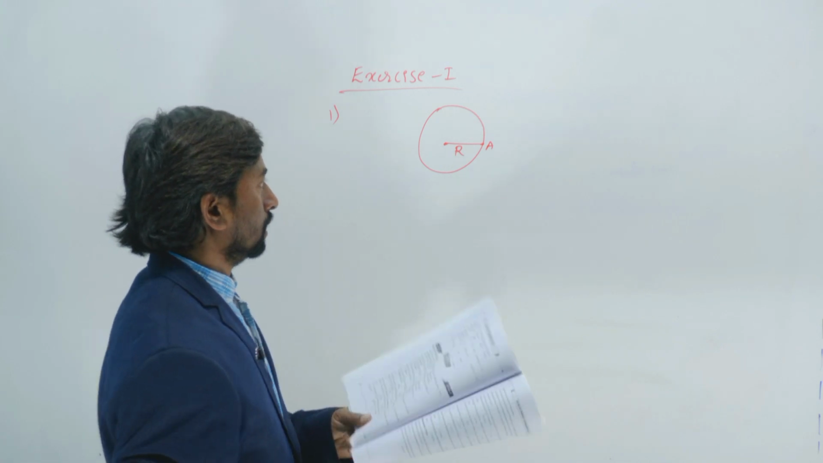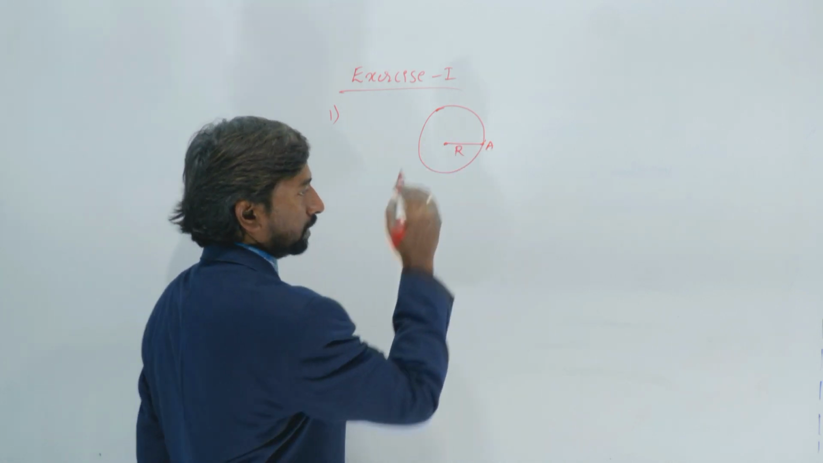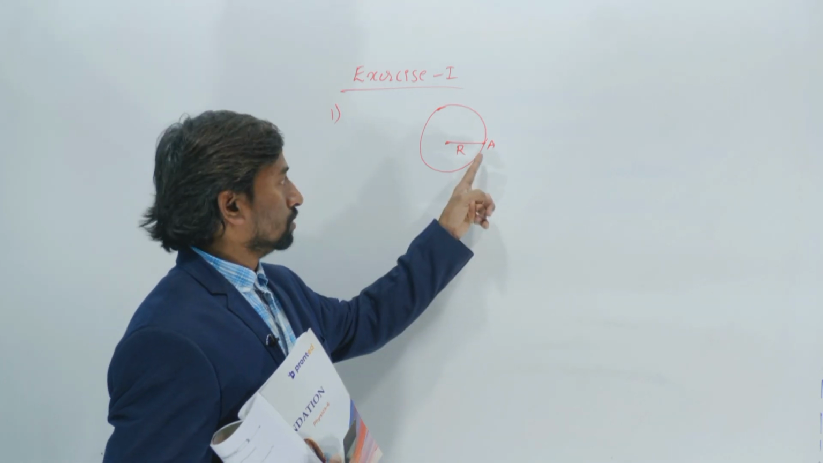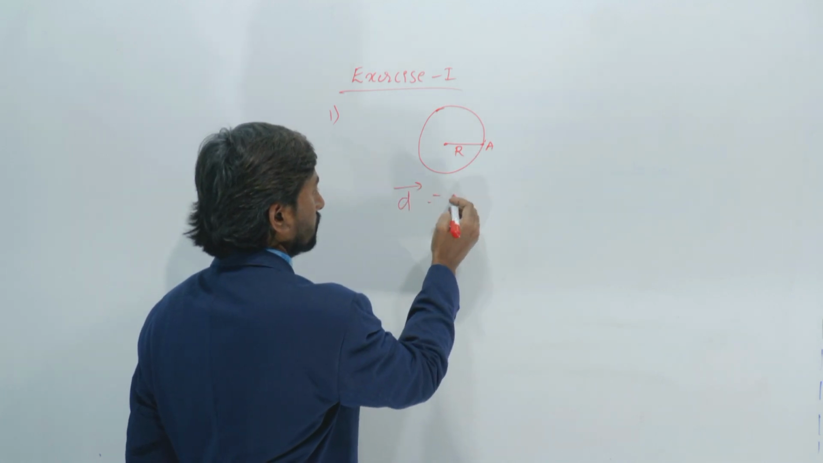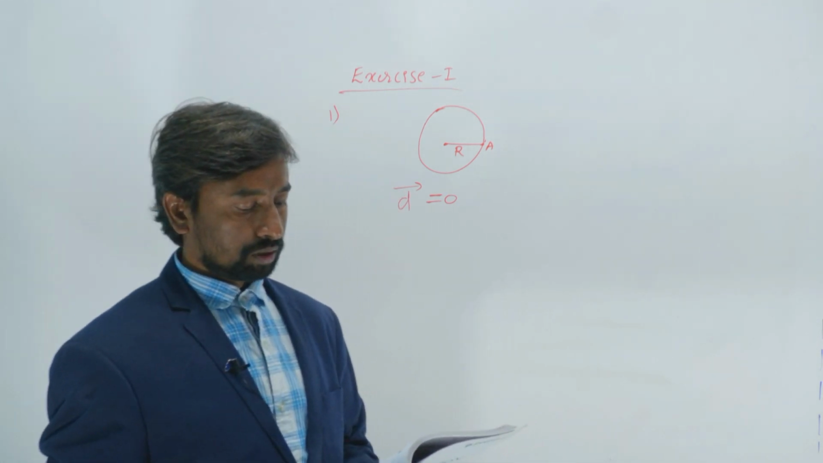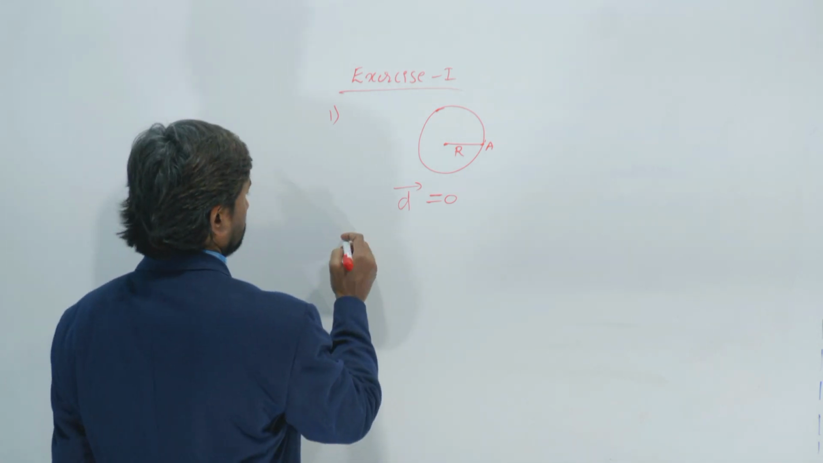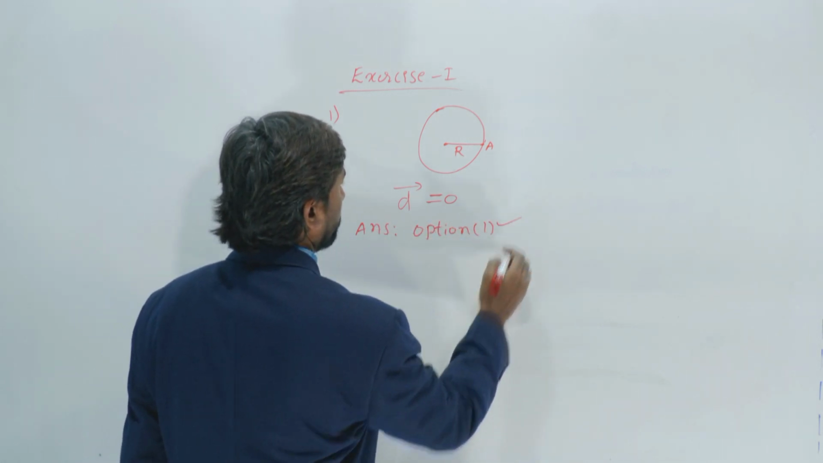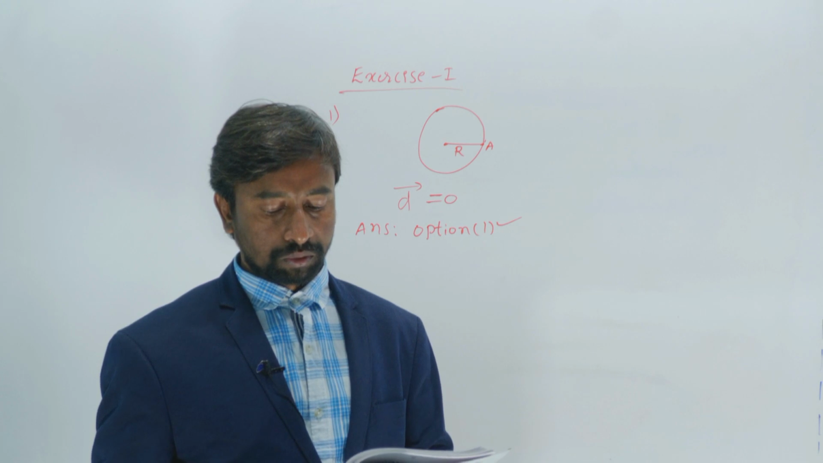So what will be here? The displacement will become 0. Distance will not become 0 there. Only the displacement will become 0, because displacement is the distance between the initial and final position. So here displacement will become 0. Now in which option is there? Magnitude of the displacement is 0, distance is 0. Both 1 and 2 are correct. None of these. So we can write the first option. So answer is option 1.